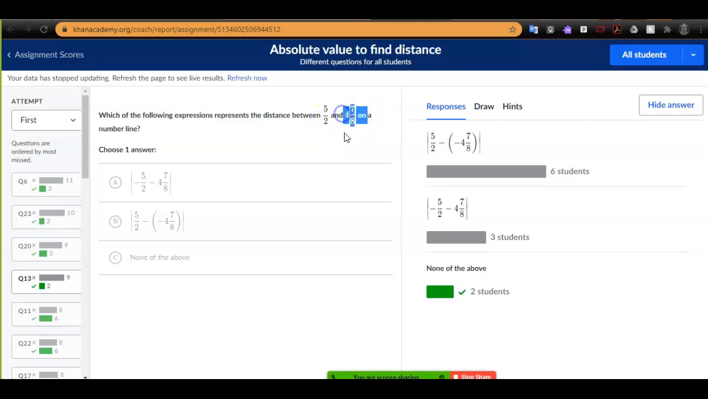Positive, positive. So I need a positive minus a positive, whichever way I write it. I don't have that. I have negative minus a positive, not what I want. And I have positive minus a negative, that's not what I want either.